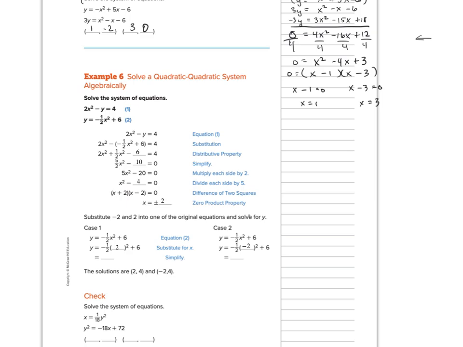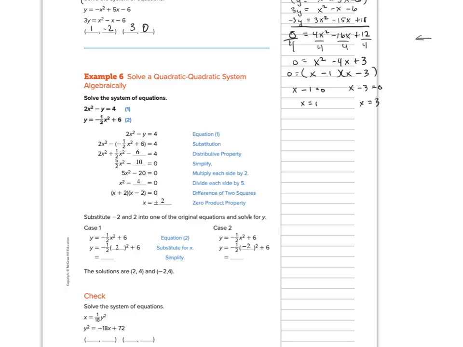So in this next example, what they did is they said, we have y, and I'm going to do substitution. For this y, I'm going to substitute this entire expression. So they ended up with 2x squared minus, and then y was negative 1/2 x squared plus 6, and then equals 4. Then they did the distributive property.